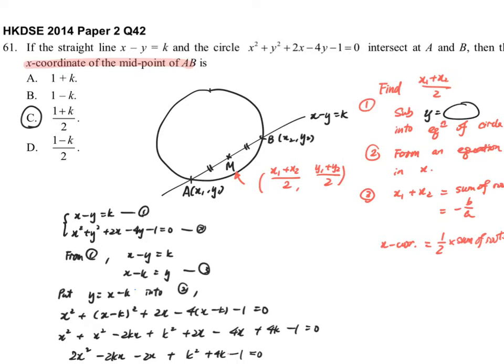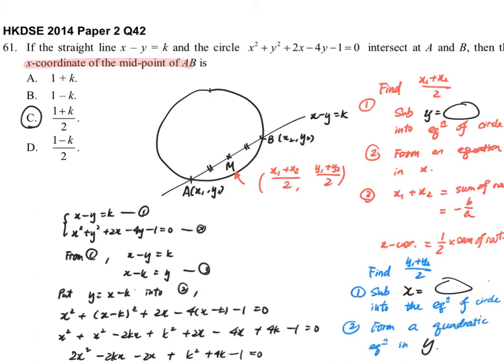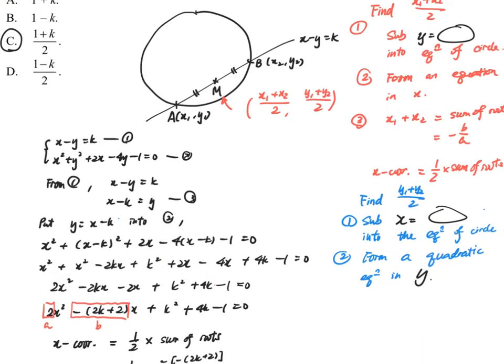If the question asks you to find the y-coordinates of the midpoint of AB, that is half of y1 plus y2, we can also do the same approach. But this time we substitute x into the equation of the circle. This time we form a quadratic equation in y. Only when the quadratic equation is in unknown y, we can use the sum of roots to find y1 plus y2, and then multiply it by 1 over 2. We can get the y-coordinates of the midpoint of AB.